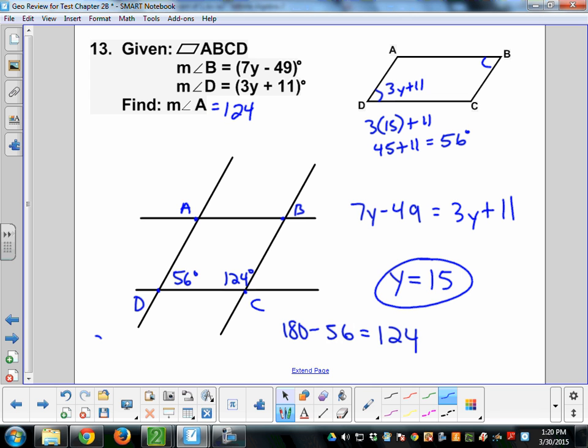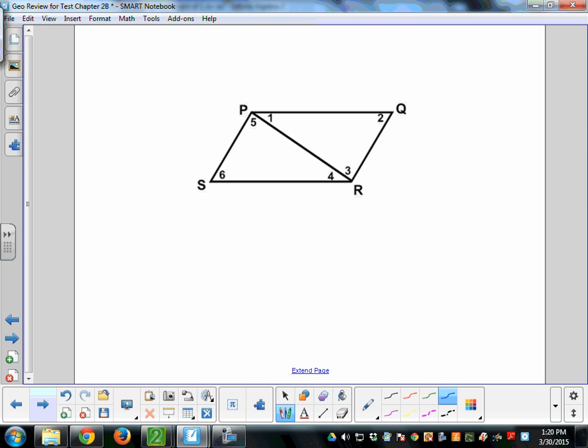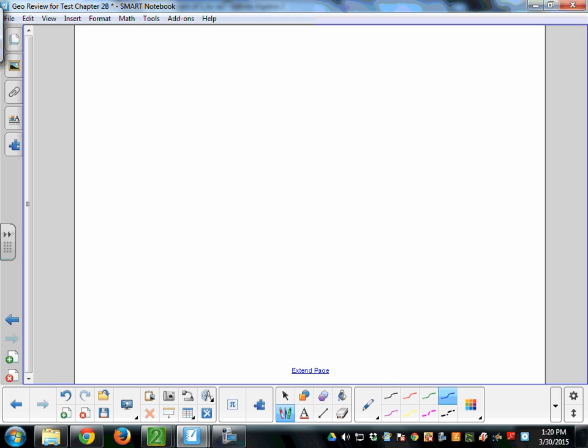Now, I found C, A is going to be the same thing. Okay, same idea. And this is going to be 56. Opposite angles of parallelograms are congruent. And that should take us through page 39.